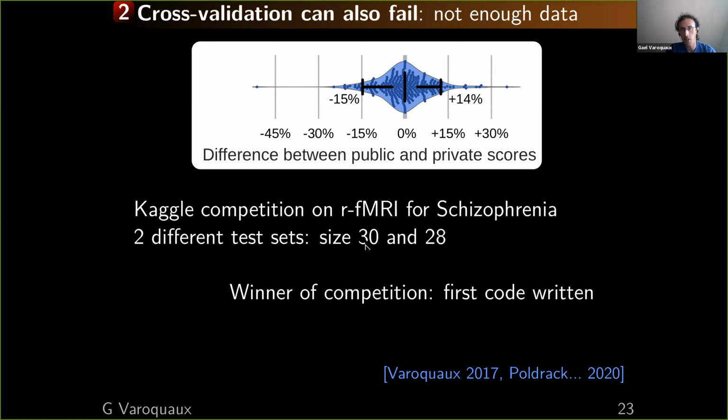The size of the test sets were 30 and 25. So they were tiny test sets. Tiny by the standards of machine learning, not tiny by the standards of brain imaging. And by the way, in this competition, the person who won the competition was the first submission ever written. So first person writes something, sends the code, wins the competition.